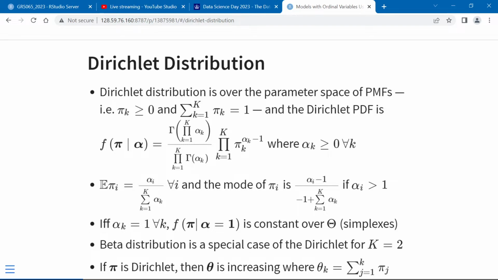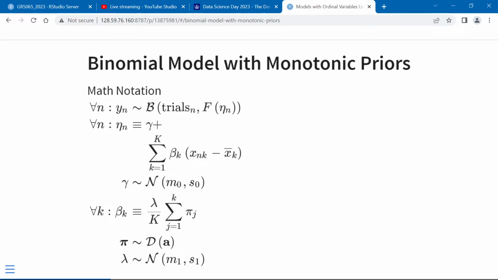So in other words, Dirichlet is a generalization of beta to a situation in which more than 2 things are possible. And notice that pi is non-negative and sums to 1. If we take theta sub k to be the cumulative sum, the running sum of the pi's, then theta k is the sum of the pi's up to and including the kth element. And that construction is used in the models in the paper by Paul Bürkner and his co-author, Vuorre.